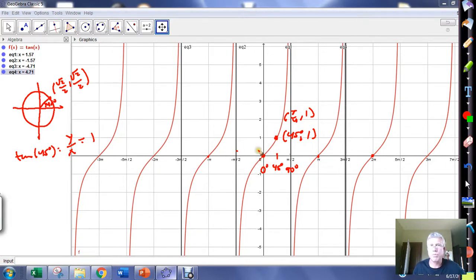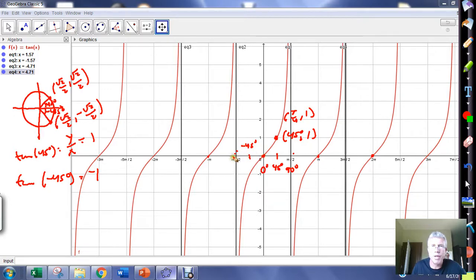The vertical asymptotes will be key points to keep track of. And the other key point to keep track of when we're graphing is negative 45 degrees. And here, where you are just reflecting 45 degrees over the x-axis, the x-coordinate is still going to be root 2 over 2, but the y-coordinate is negative root 2 over 2. And the result of that is that the tangent of negative 45 degrees is going to equal negative 1 instead of positive 1.